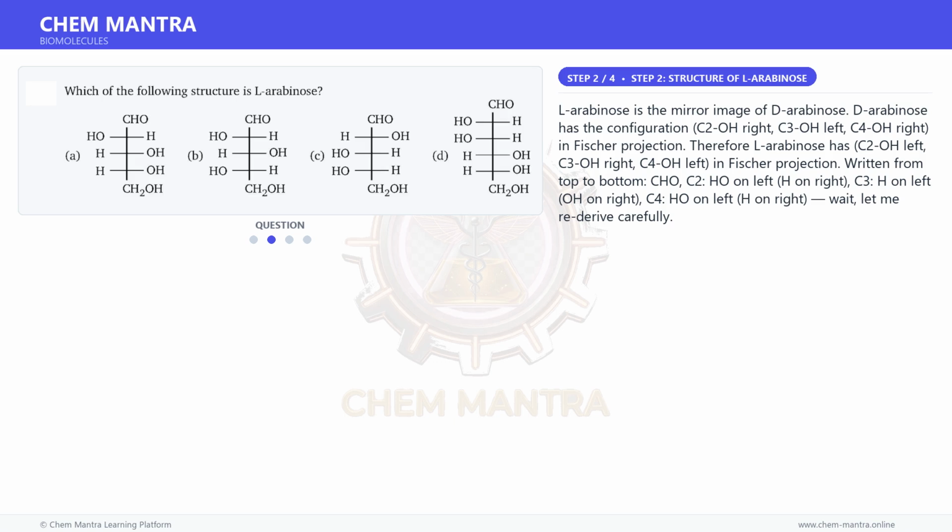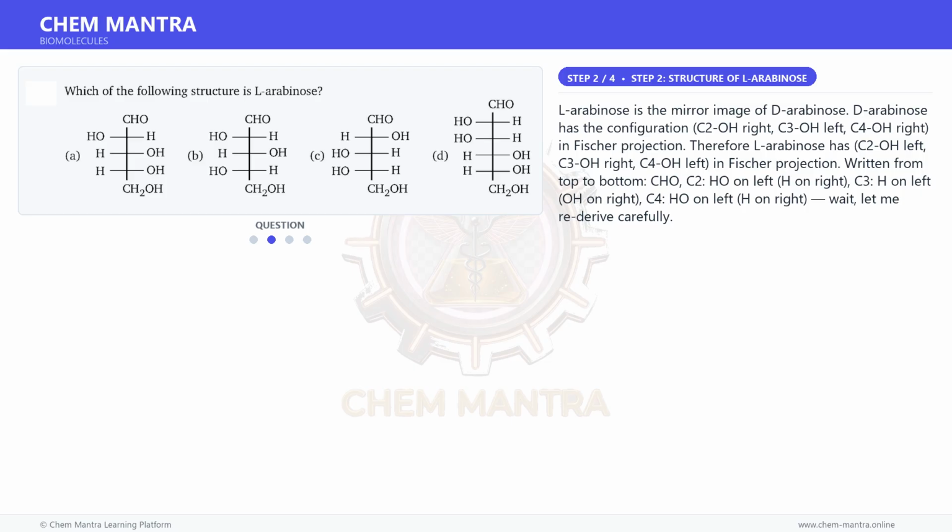Moving on to the next step. L-arabinose is the mirror image of D-arabinose. D-arabinose has the configuration C2 OH right, C3 OH left, C4 OH right in Fischer projection. Therefore, L-arabinose has C2 OH left, C3 OH right, C4 OH left in Fischer projection.